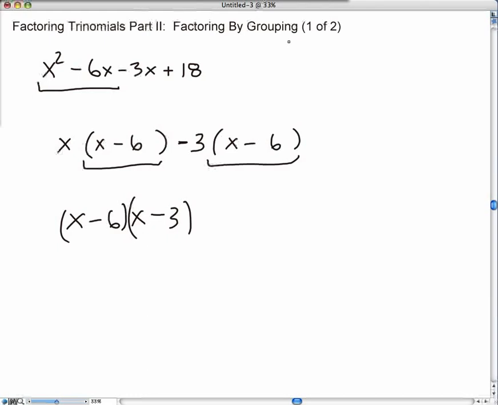Now, factoring by grouping, not only can you do it for 4 terms, but you can also do it for a trinomial. If you look at the factor by grouping 2 of 2, the second video will explain how you can do that.